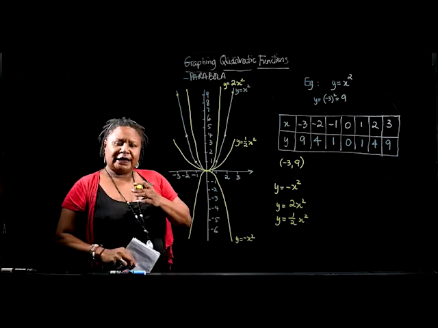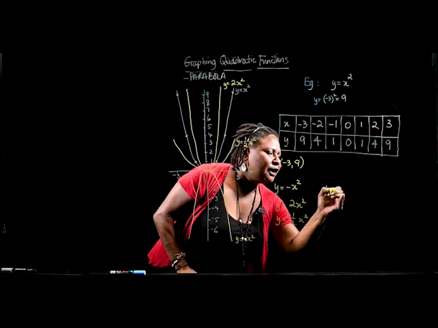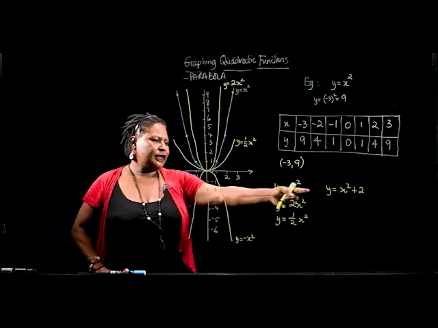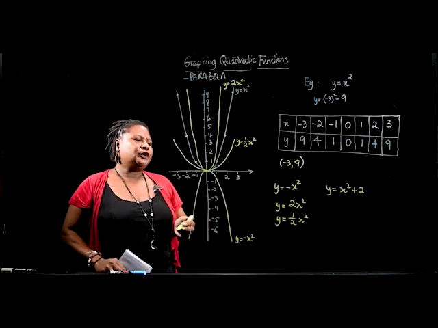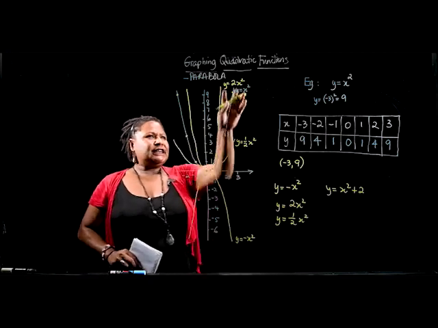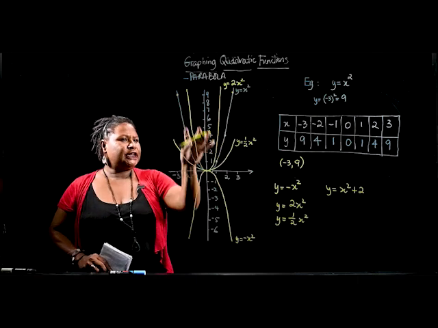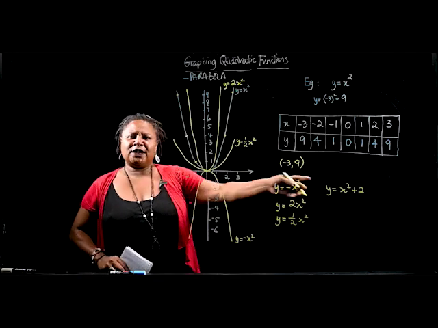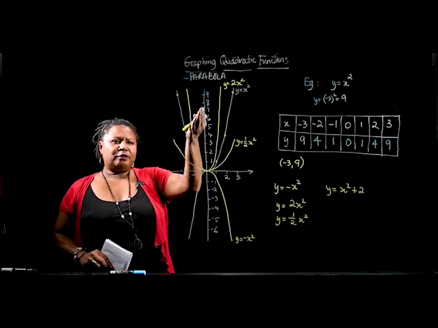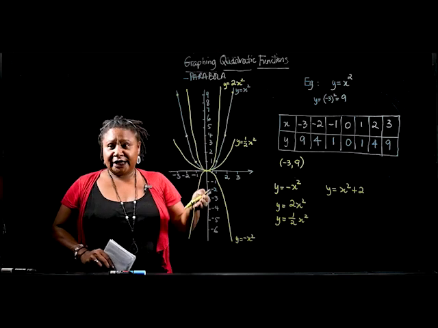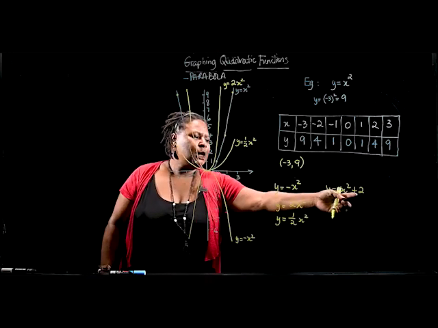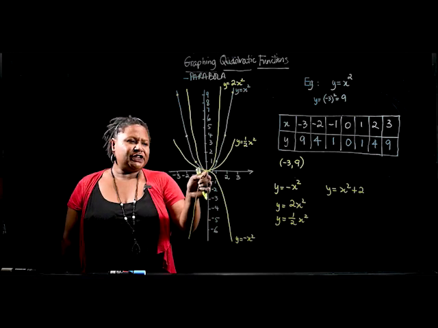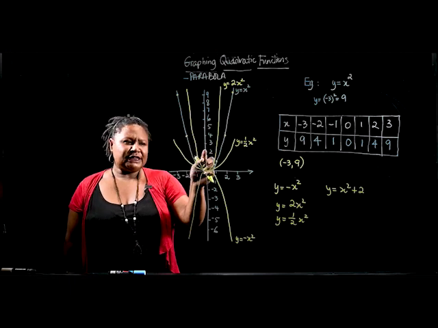Now sometimes your equation has a constant added on. This one we have plus 2. So x squared is here in blue, but this time the constant 2 is added. Now what does the constant do? It moves your parabola up and down the y-axis. So if it is plus 2, the turning point is not going to be at the origin anymore. It's going to move 2 places up.